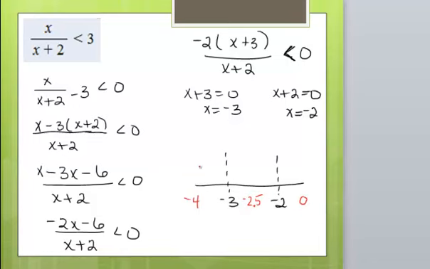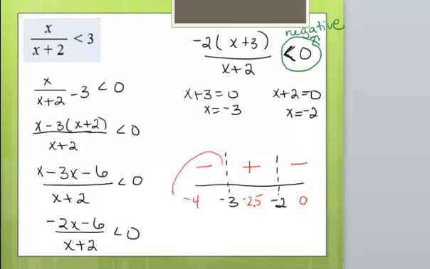So what we want to do is fill in these positives and negatives. So plug negative 4 into the function and see what kind of sign you get. So after plugging those numbers in, we get these signs. We have a negative, a positive, and a negative. Our function says we want the parts that are less than 0. That means we want the parts that are negative.